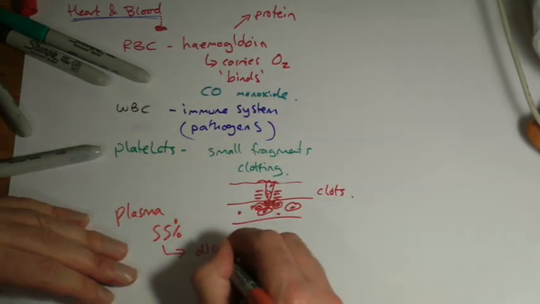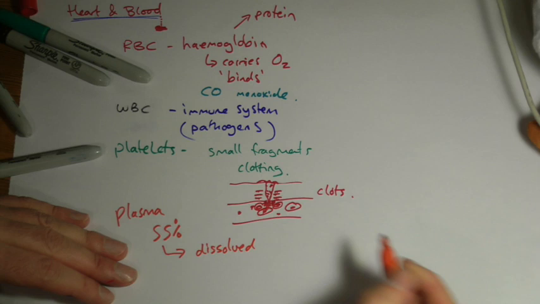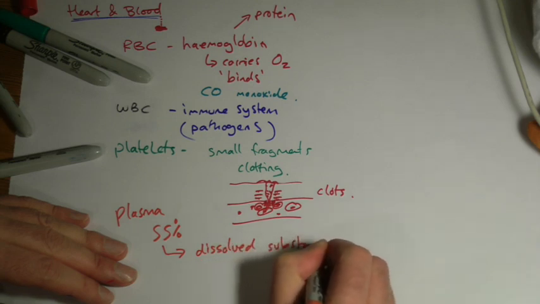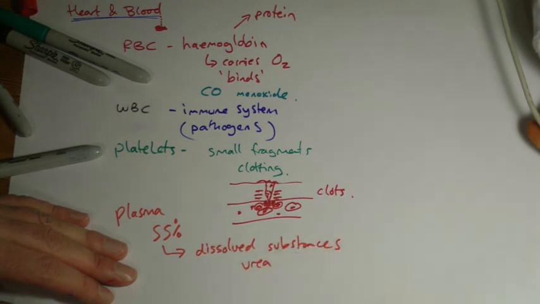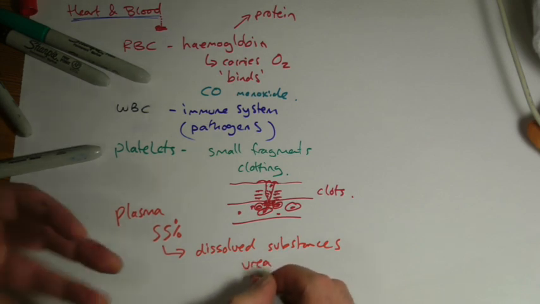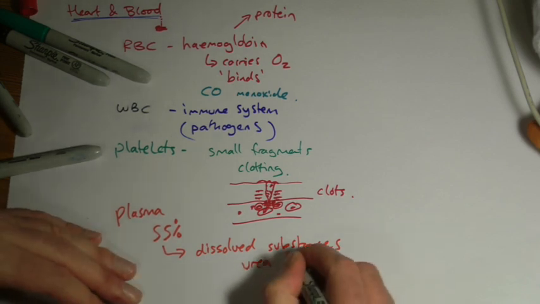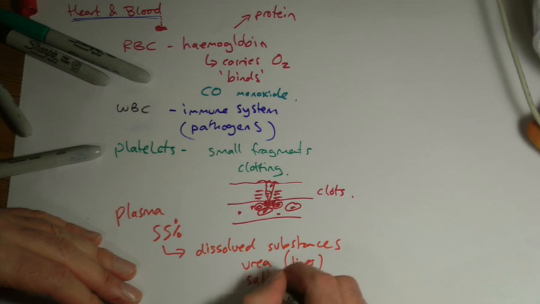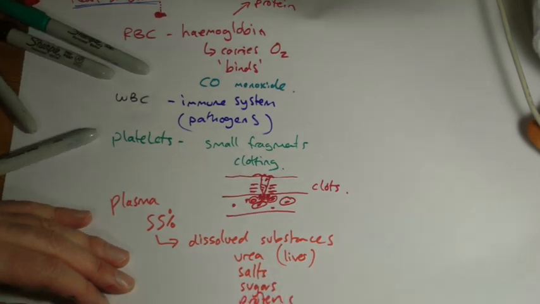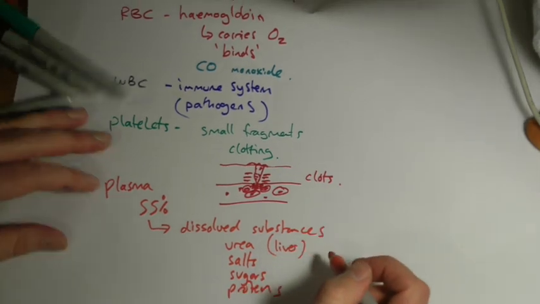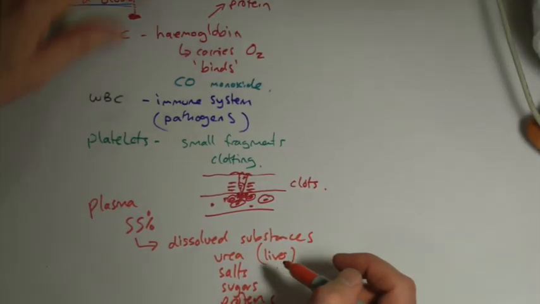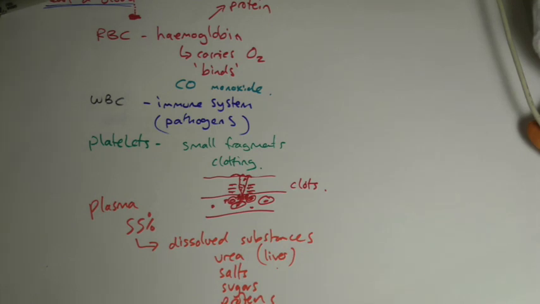So it contains dissolved substances like, and it's good to give examples here, things like urea, which has been made in the liver and is then carried off to the kidneys, but also dissolved salts, dissolved nutrients, things like sugars. It also carries proteins around. So lots of things are actually carried in the blood plasma. It's just the liquidy part. So those are your components.